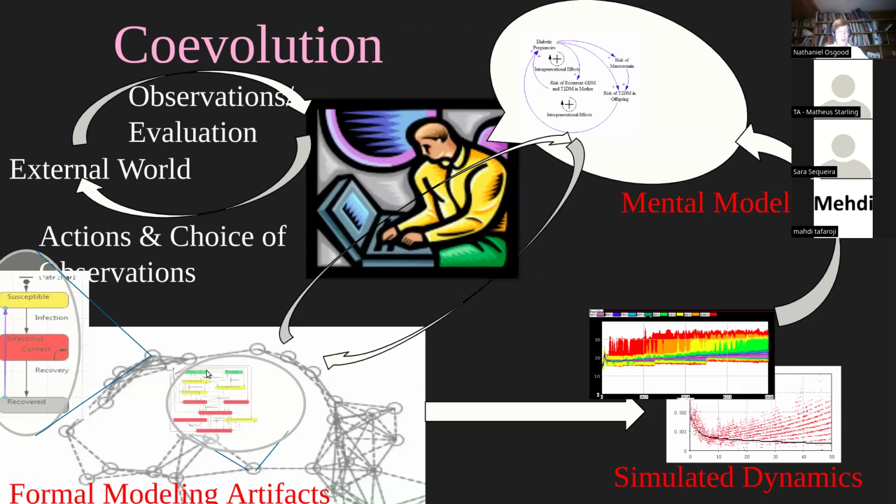So here we're co-evolving our mental model and formal modeling artifacts with our simulated dynamics. And we're observing from the world, and hopefully in ways that are challenging our model. Maybe there are interventions being undertaken. We compare what the intervention yields in the model to what we see from the world. Following that intervention, we refine the model. Over time, we see things play out in the world and we improve the model to better represent it.